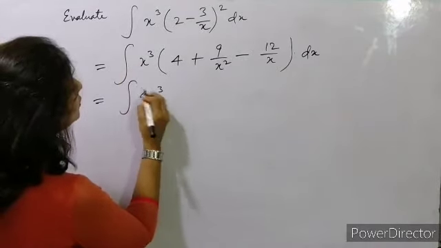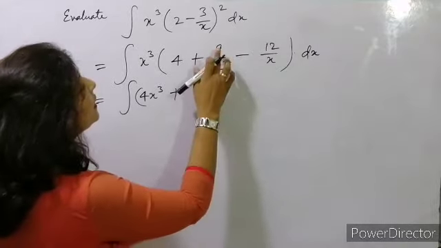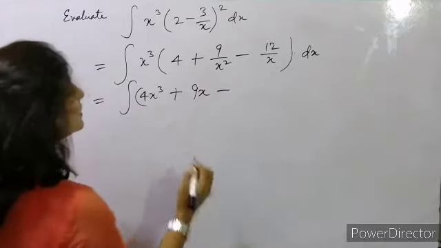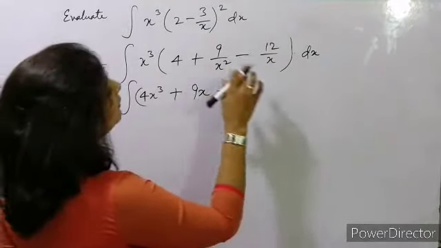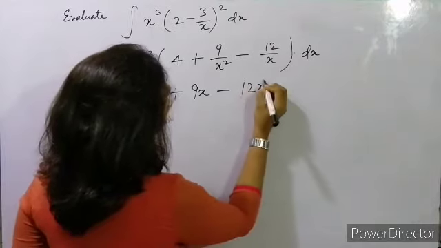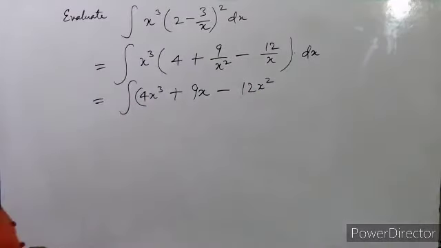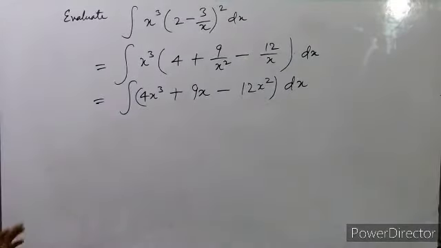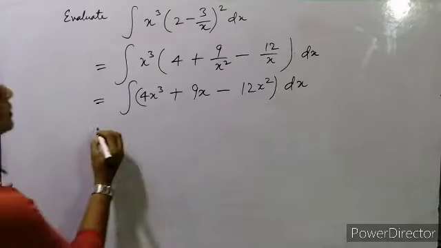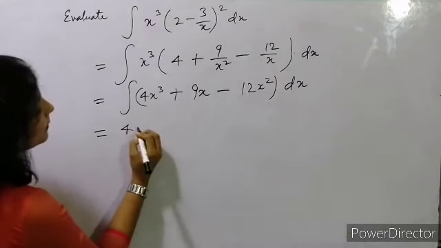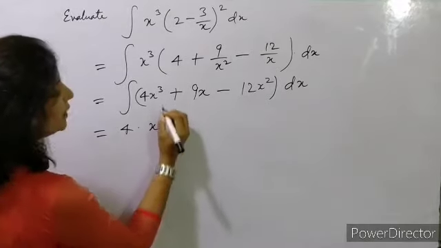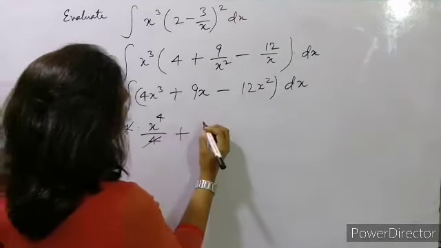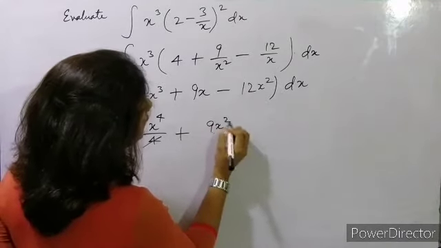So 4x cube plus 9x cube divided by x square, so 9x minus 12x cube divided by x, so it will be 12x square. ठीक है, so this is the function जिसका integral we have to find out with respect to x. So first of all 4 into x to the power, we have to increase 1, so it will be 4 divided by 4, 4 cancel, plus 9x का है तो 9x square divided by 2.